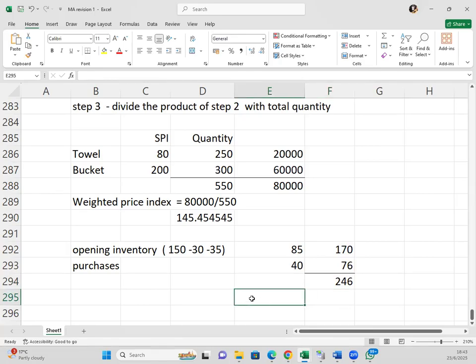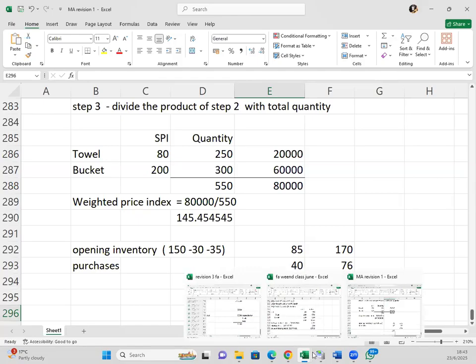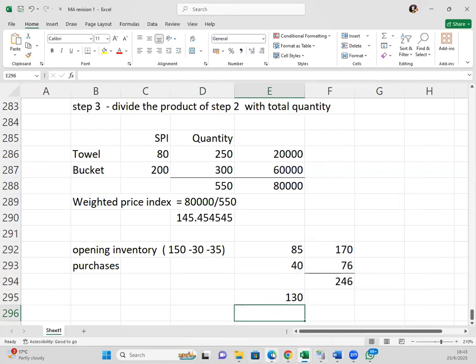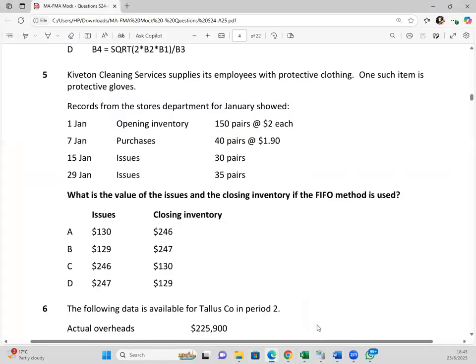In terms of the value of what we sold, all the units were sold from the first batch. So we sold 30 and 35, that is, we sold 65 units, and inventory was valued at $2. So the issues are valued at 130. Those that we sold, we were valuing them at 130. So with that, let's check, do we have 130 and 246? Let's not waste time on that.